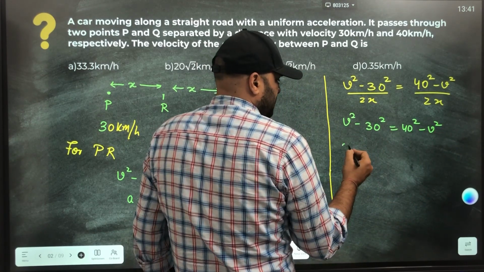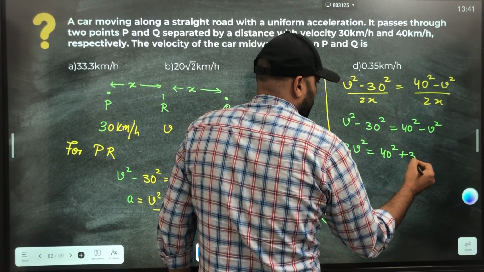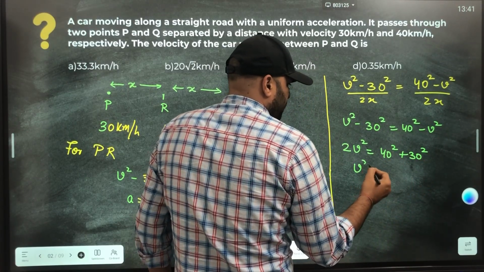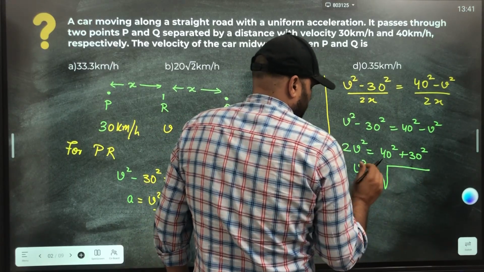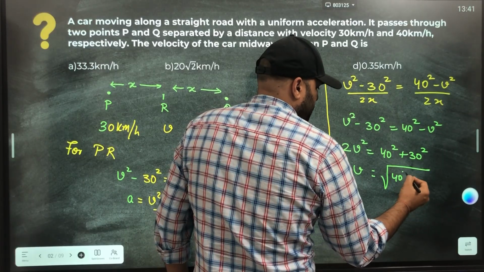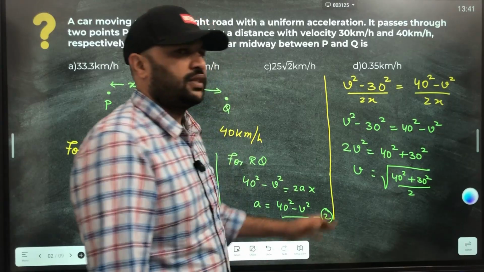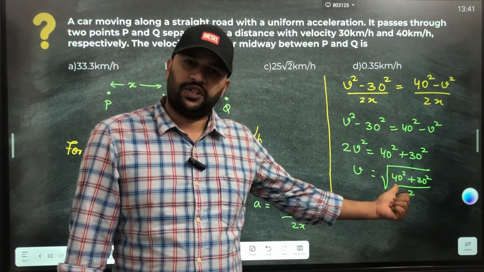Let's take this v square to that side, so 2v square will be equal to 40 square plus 30 square, and v square will be equal to under root, sorry, not v square, it will be v will be equal to under root (40 square plus 30 square) whole divided by 2. Now if you recall, at the beginning of this problem, I gave you the same expression at the beginning, right?